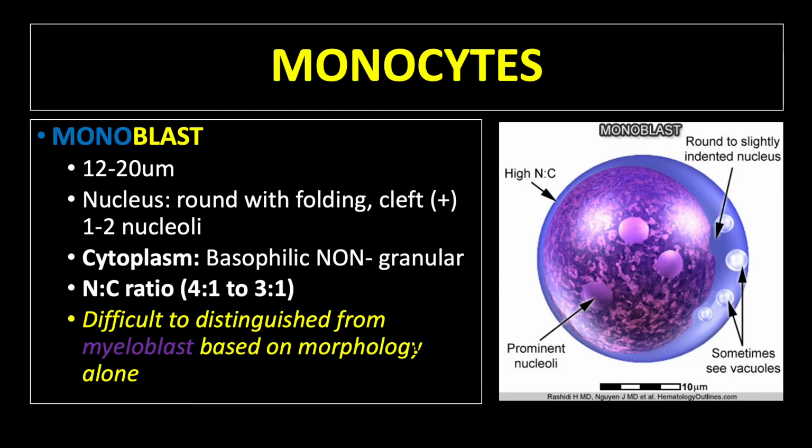Now, let's begin our discussion with the monoblast, which usually measures 12 to 20 micrometers, and its nucleus is characterized by being round with folding or cleft with 1 to 2 nucleoli, while the cytoplasm is basophilic and non-granular, since monocytes are agranulocytes. Also take note that the NC ratio is usually 4:1 to 3:1, and it's usually difficult to distinguish from myeloblasts based on morphology alone in microscopy.